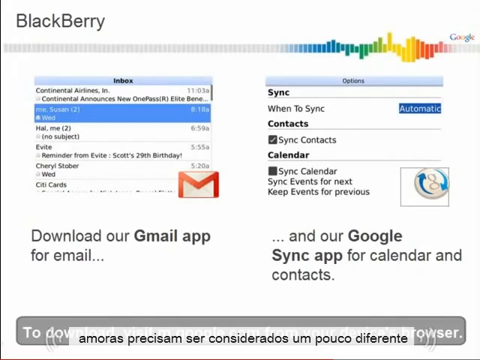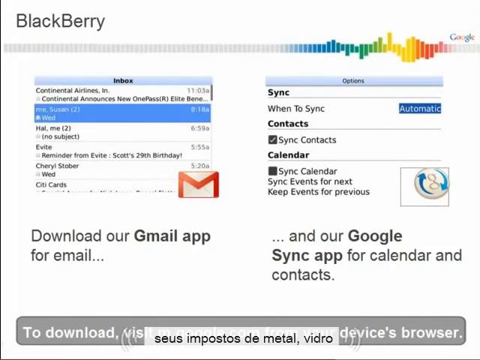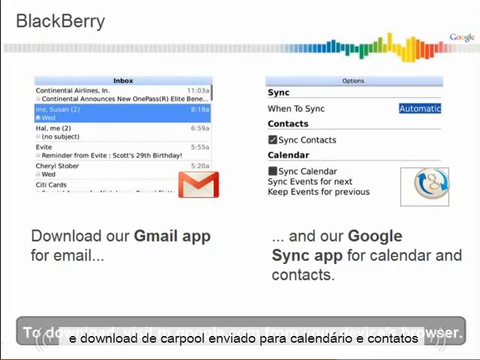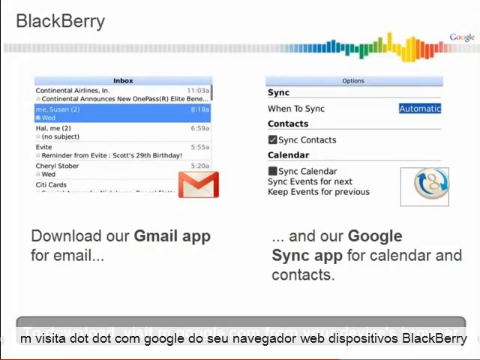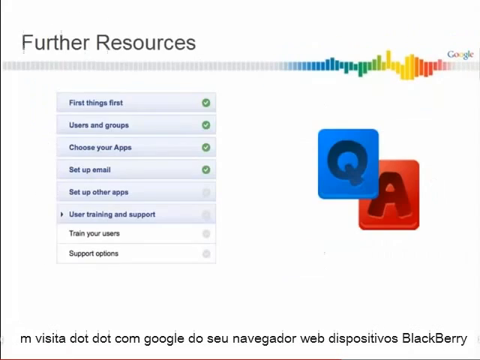BlackBerries need to be configured a little differently. We recommend downloading our Gmail app to access your Google Apps mail and downloading our Google Sync app for calendar and contacts. To download these tools, visit m.google.com from your BlackBerry device's web browser.